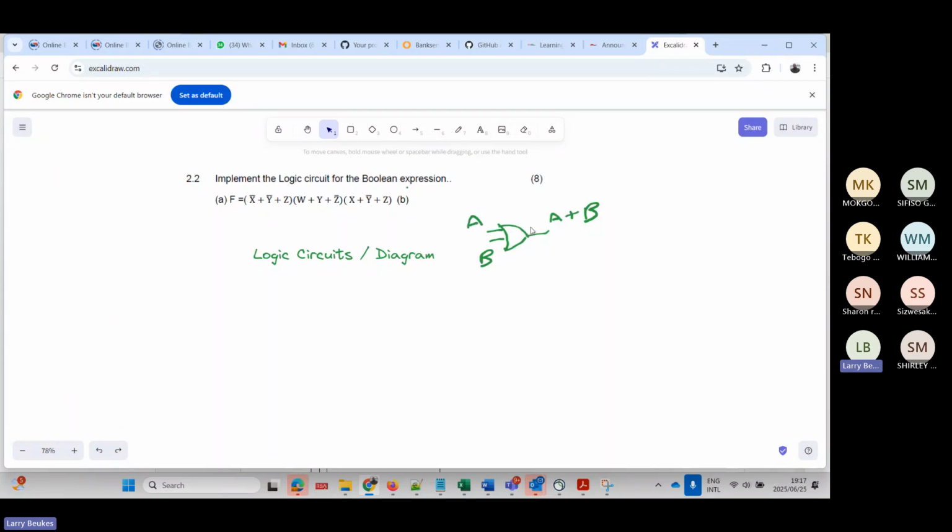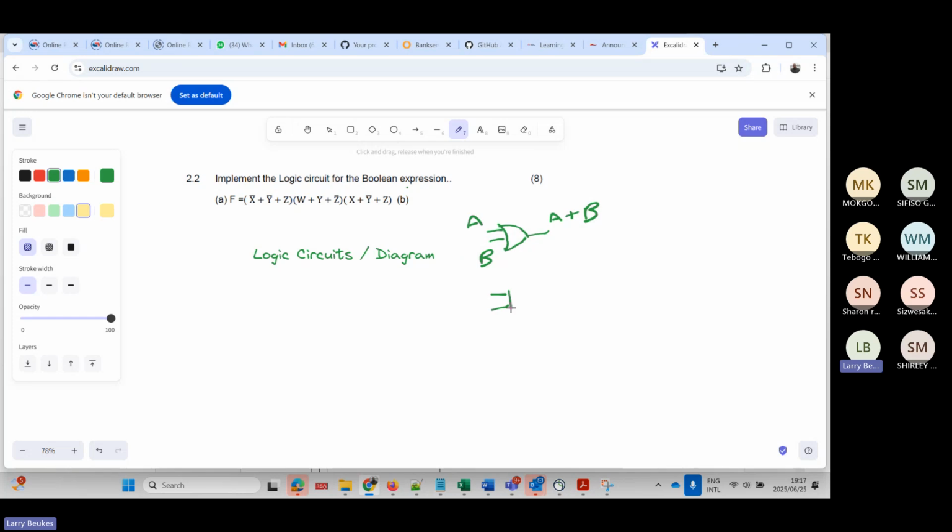So this can be A plus B plus C or AB plus D. Then you OR it with this, B, which can be B, C, D, X, Y, Z. It can be anything. You must always remember that. So that's for the OR gate.